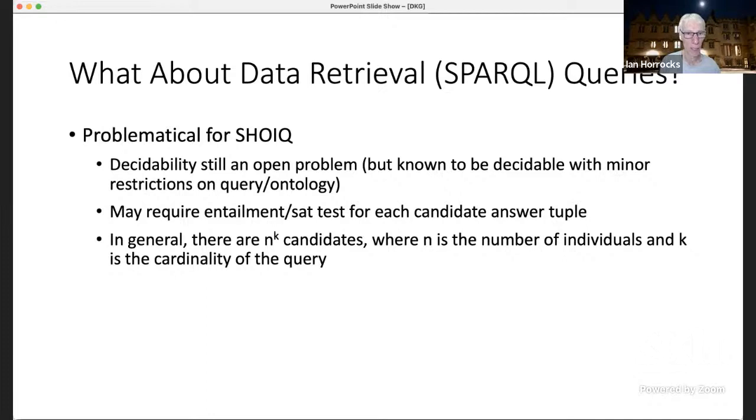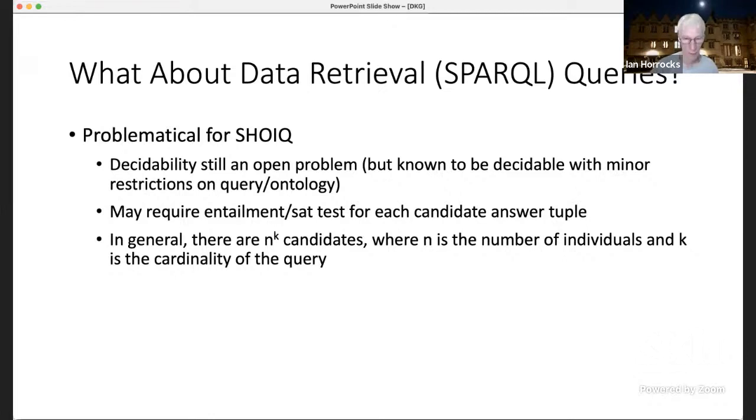But even if we apply those constraints, then it's really hard to see how these reasoning systems can scale to big data sets, because basically they require an entailment test for each candidate answer tuple. So if you have a query with an n tuple answer, then basically you have to construct every possible n tuple from the data and ask the question, is that tuple entailed as an answer to the query by the ontology?